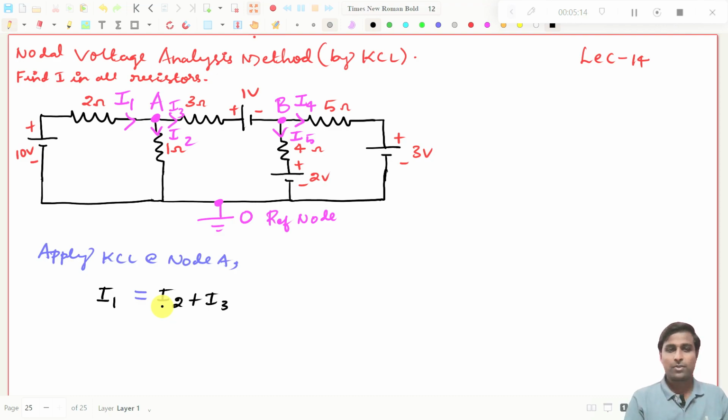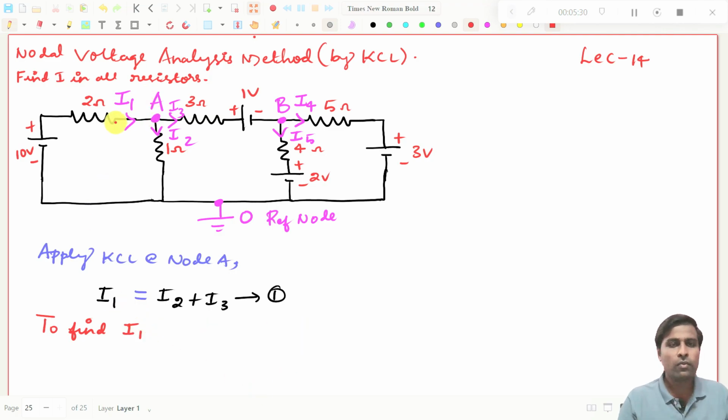Right? So this is expression number 1. And what you need to find? You need to find I1, I2 and I3. That is the ultimate aim, right? So first I will find I1. So how will you find I1?